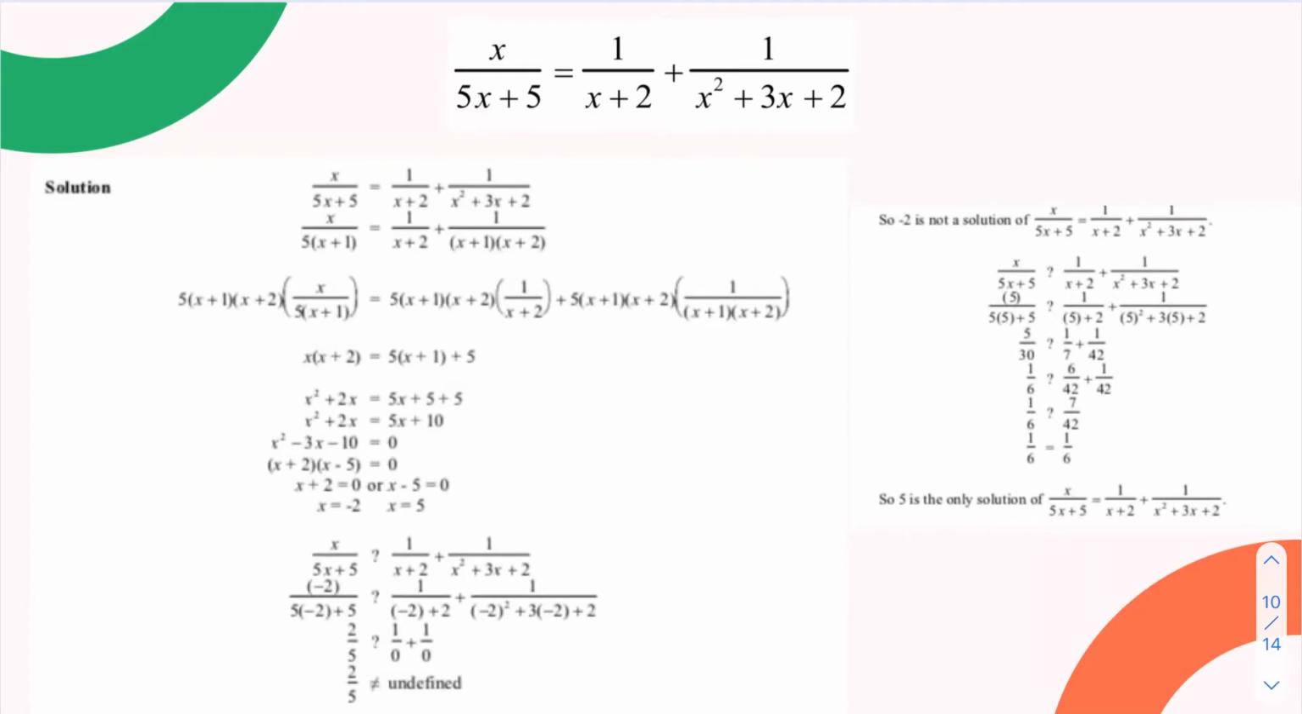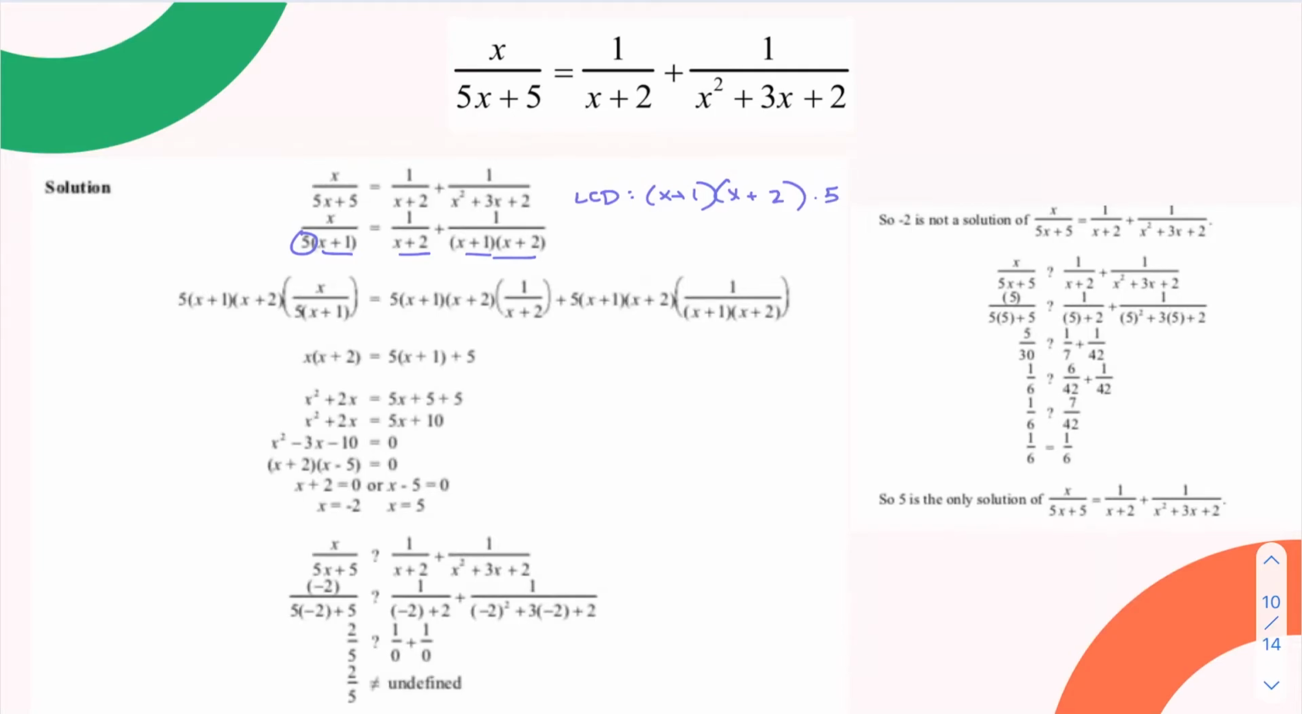So that gives us the LCD of 5 times x plus 1 times x plus 2, right? Because we can see they have an x plus 1 in common, so that's going to go into the LCD. They have an x plus 2 in common, so that's going to go to the LCD, and then there's a 5 left over, so that goes to the LCD.